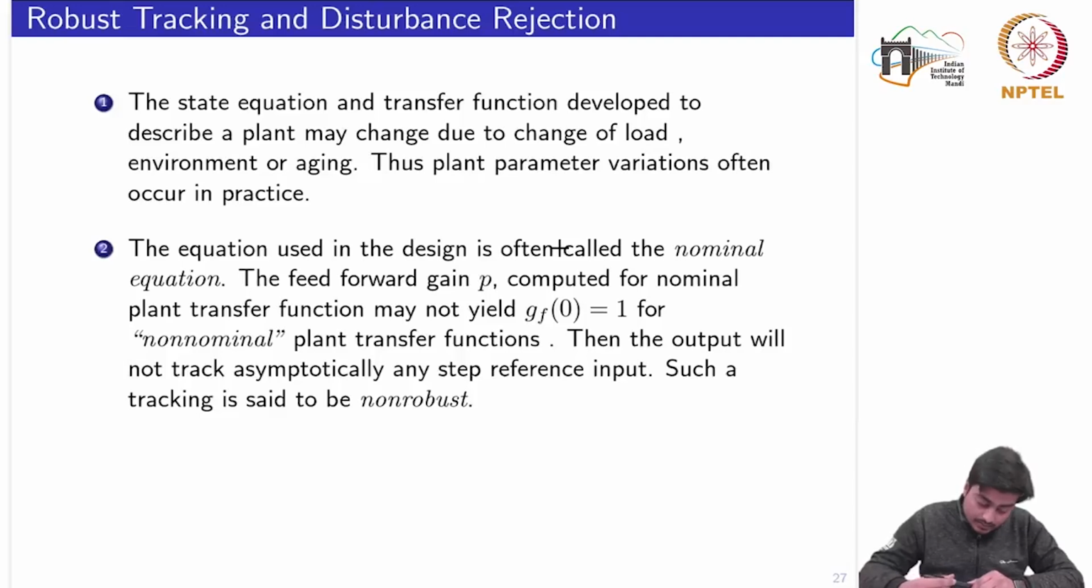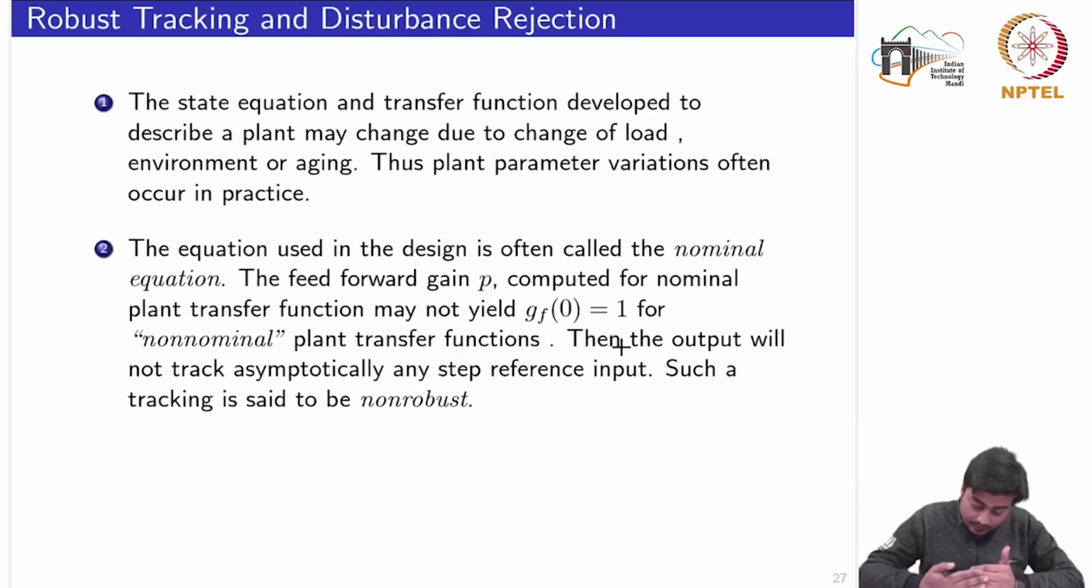Now if we recall the tracking problem, the computation of the feedforward gain P depends entirely on the plant parameters, that is beta 4 and alpha 4 bar. Now if those are not the actual parameters of the actual plant, then computing that P from the nominal equation won't result in GF equal to 1. So in that case, you won't be able to have the tracking for any reference input.